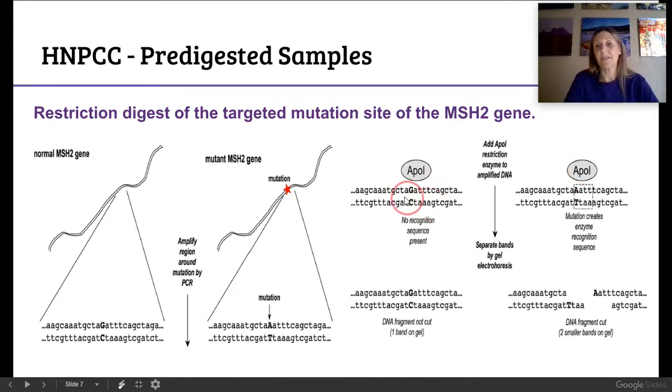So what happens is, if you are an individual that does not have a mutation, when your DNA is treated with this restriction enzyme, your DNA will not be cut. If your DNA does have the mutation, when it's treated with this restriction enzyme, it will be cut into 2 pieces. Now, in this particular lab, all of that has already been done for us.